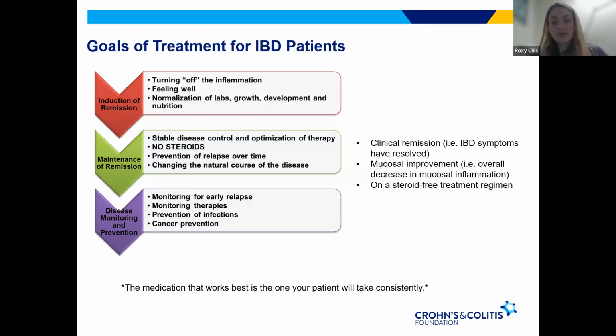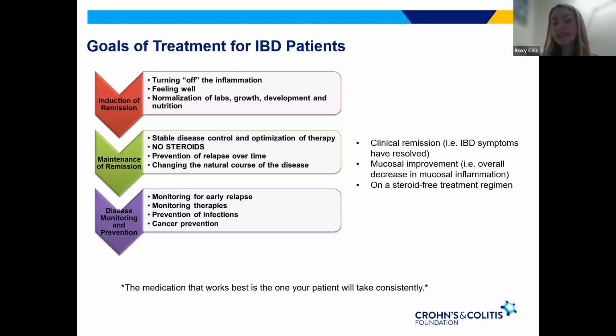So what are our goals when we treat patients with IBD? Well, what we want is to turn off the inflammation. So you want to turn off the immune system and the chronic inflammation, because it's the chronic inflammation that gives the symptoms and then also the risk for these complications, as well as risk for long-term complications such as cancer, as you'll hear in just a little bit.